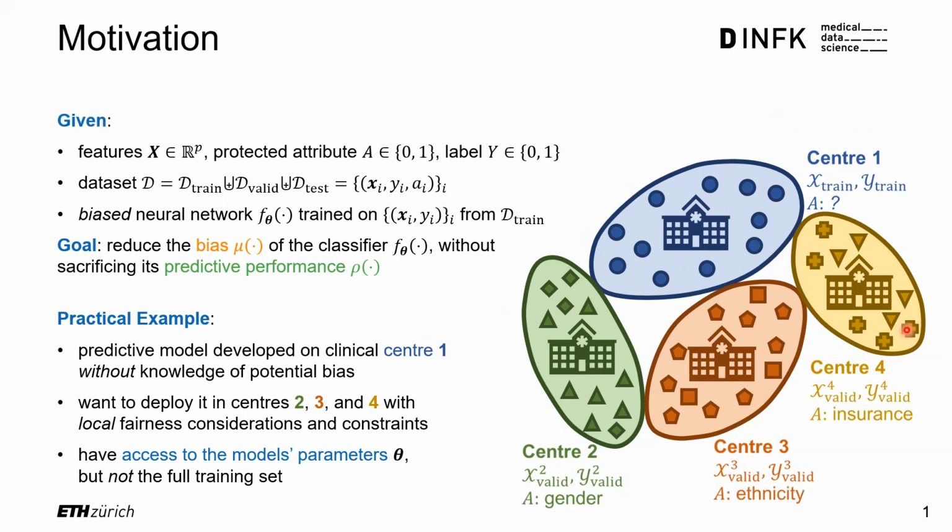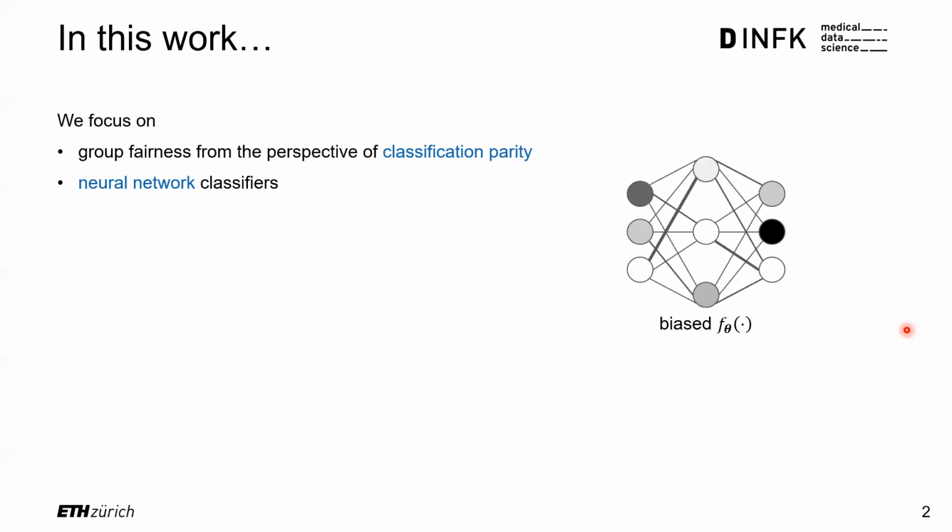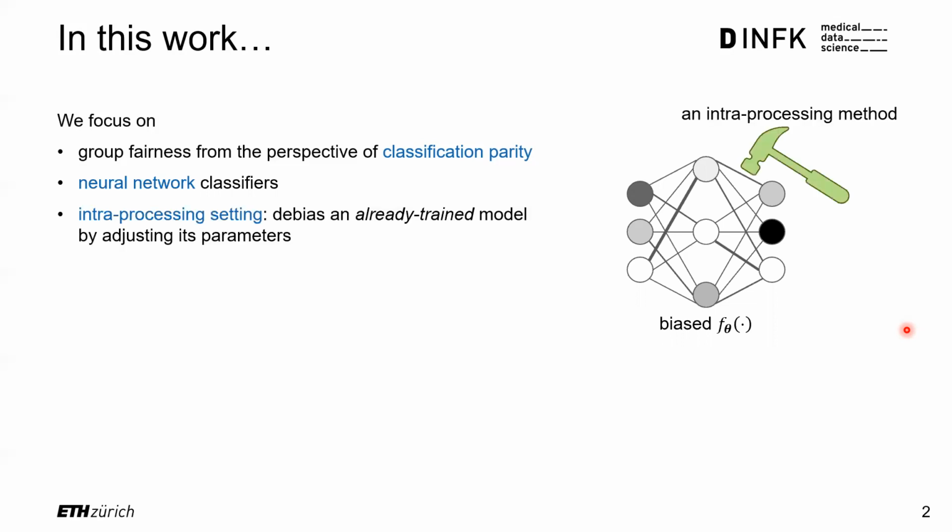the local fairness constraints. In this work, as I've already mentioned, we'll focus on achieving group fairness from the perspective of classification parity. We'll work particularly with neural network classifiers, which have become a model of choice for practitioners, and we will perform debiasing in the so-called intra-processing setting, which basically boils down to debiasing an already trained model by directly adjusting its parameters.